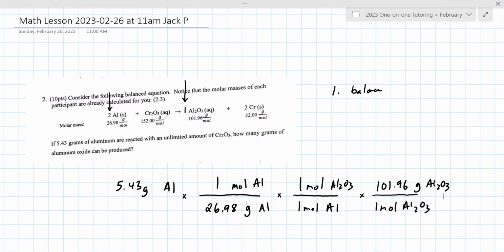When I'm looking at this, the 5.43 has 3 significant figures. So they want your answer in 3 significant figures. I'm surprised they're making such a big deal out of that. But yeah, your answer's right.